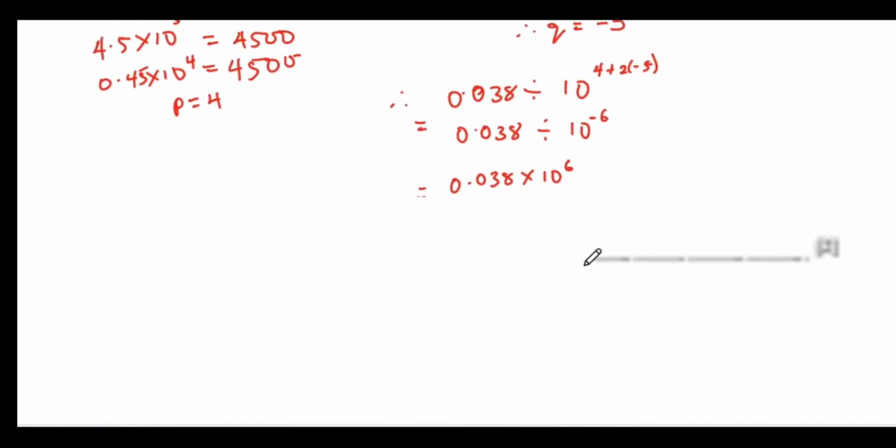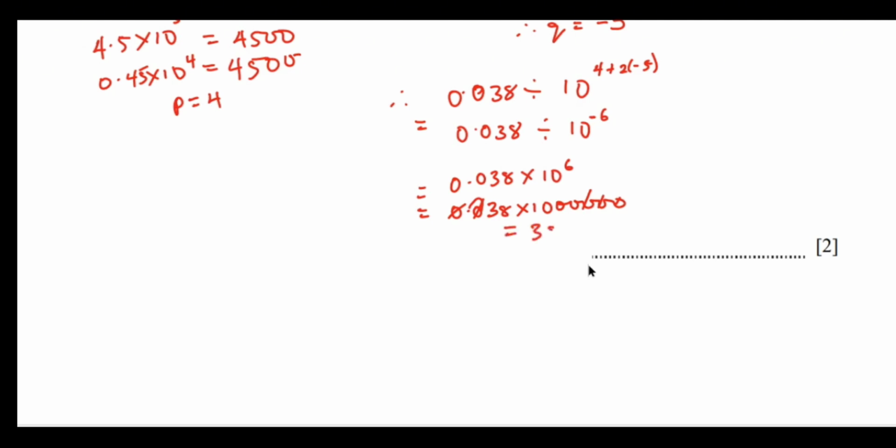So with that, 0.038 times 10 raised to power 6 means we multiply this by a million. When you bring this one here, one of these will cancel, and so on. So you have this times this, which will give you 38,000. Okay, so our answer is 38,000.